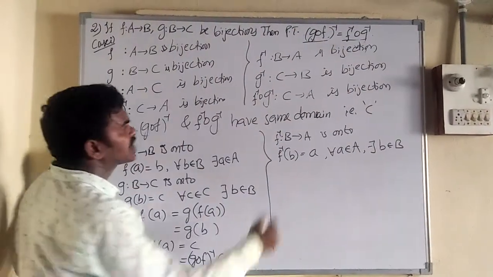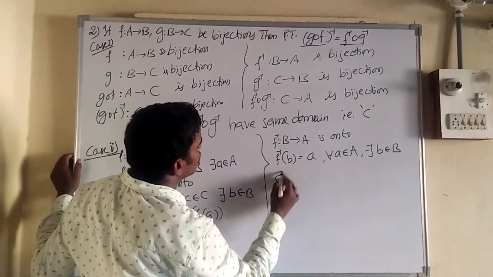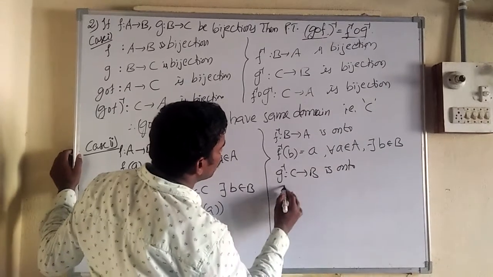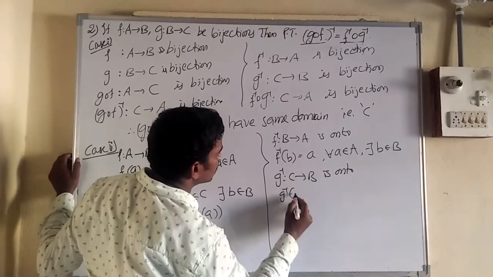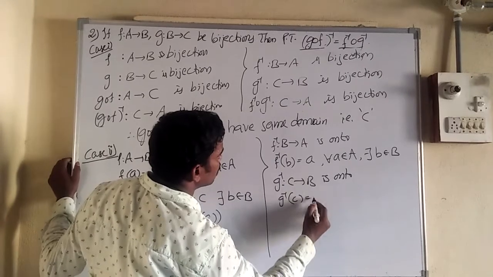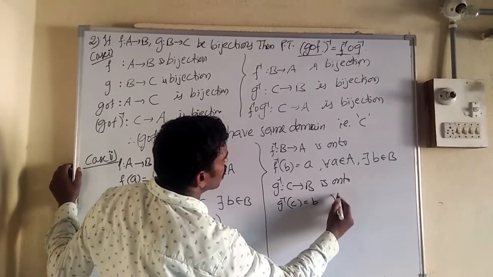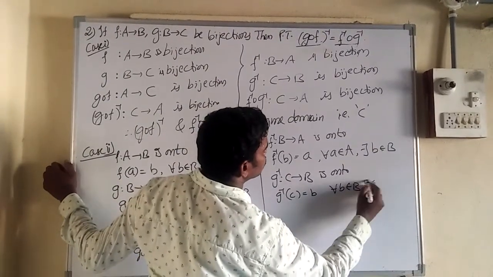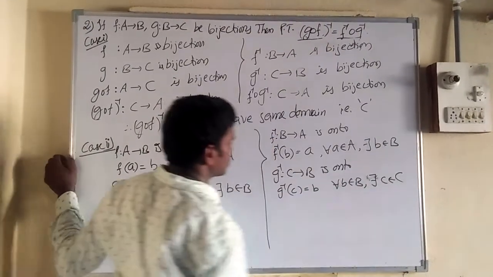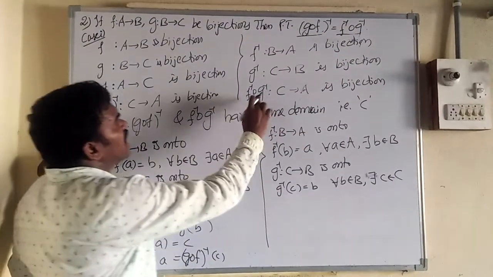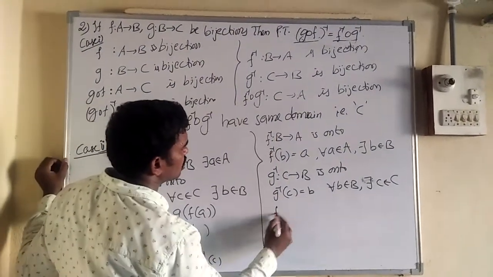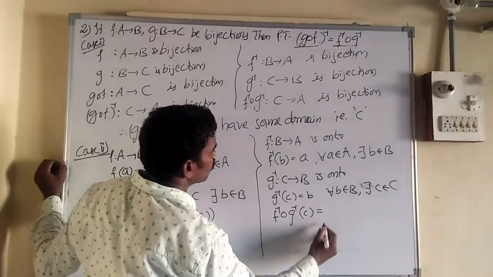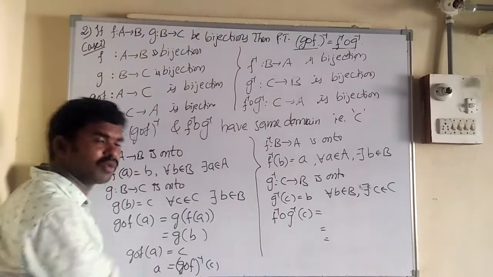Next, the second definition. G inverse maps from C to B and is onto. So G inverse of an element in capital C, small c, is equal to an element in capital B, small b. For all b belongs to capital B, there exists small c belongs to capital C. So now we have to simplify F inverse circle G inverse. F inverse circle G inverse of small c is equal to what? Then I am going to simplify.